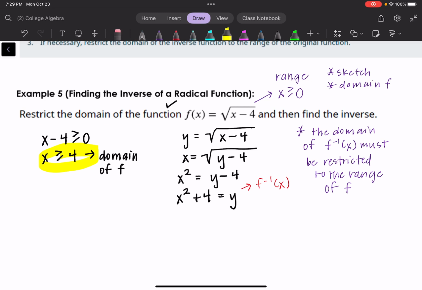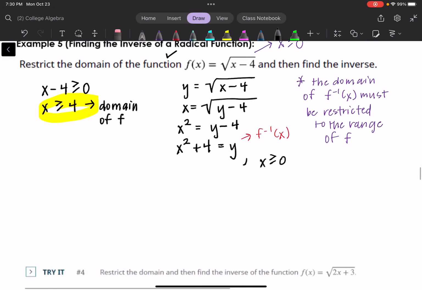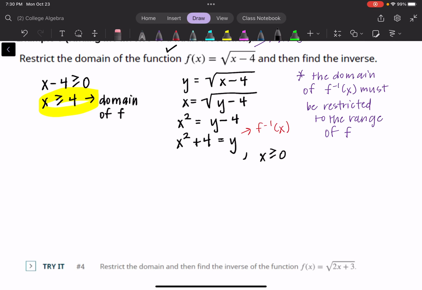And so the way we do that is we're going to have to dictate that the only thing that can go in here are numbers greater than or equal to 0. And so that takes care of restricting the domain of this function and finding its inverse.